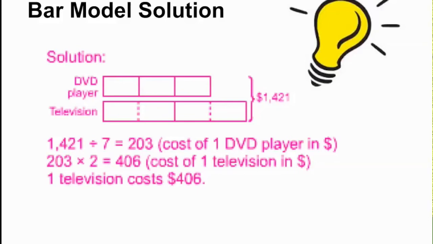However, we didn't answer the question yet. We need to find the cost of 1 television. Looking at the model again, we want to reinforce that 2 DVD players equal the cost of 1 television. So we're going to simply take 203 and multiply it by 2 to obtain $406, which is the cost of 1 television and the answer to the question.